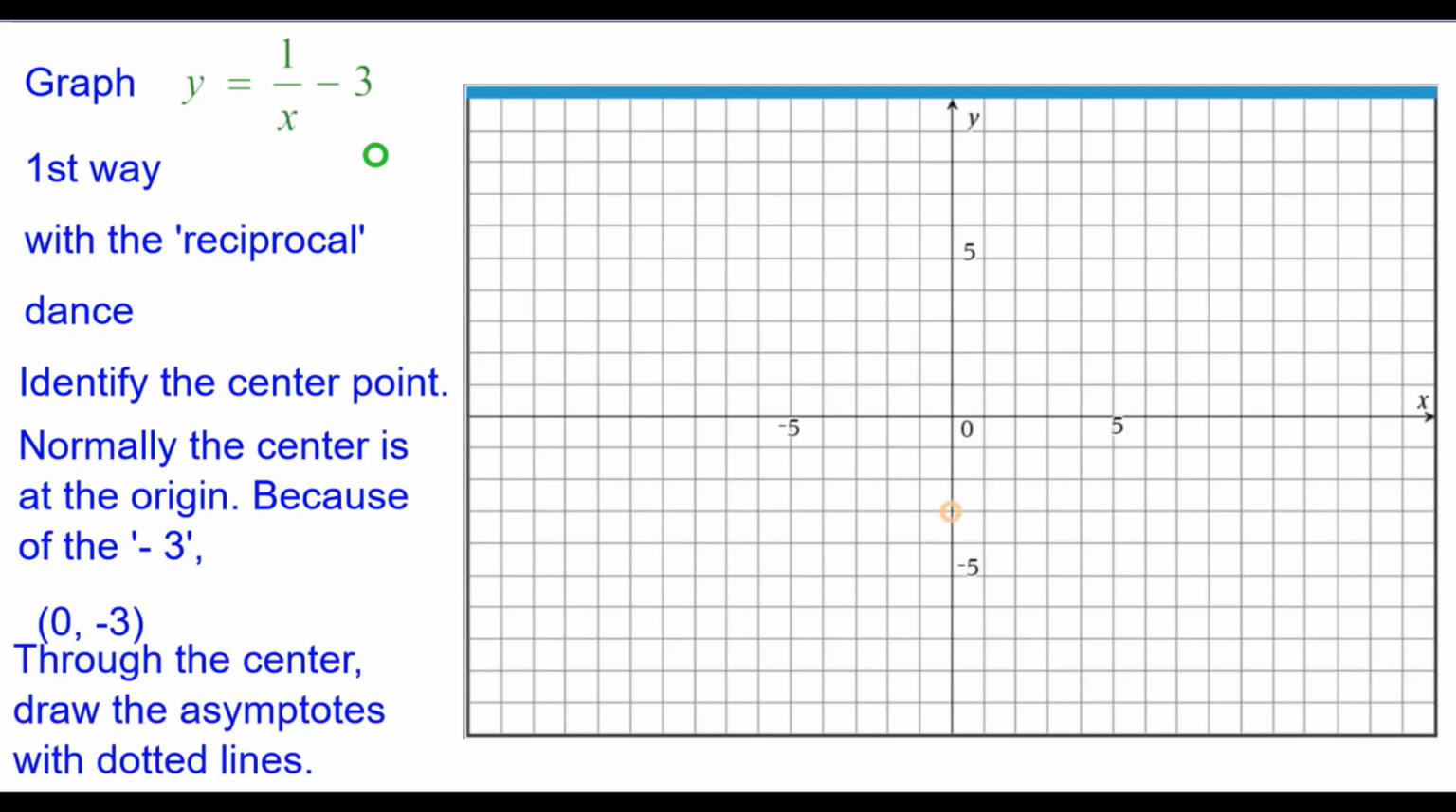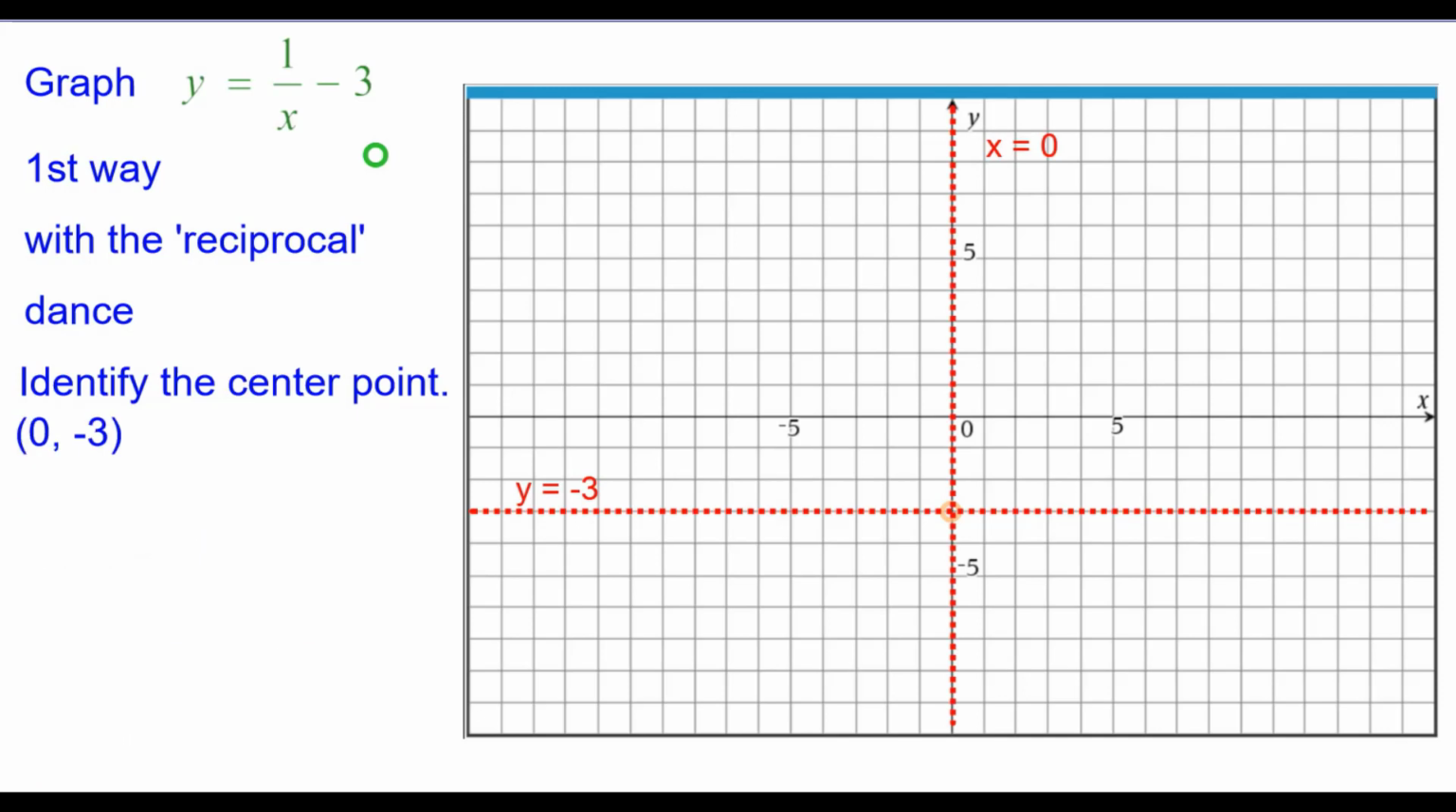And through that center point, we're going to draw the asymptotes with dotted lines. So the first one will be the graph y equals -3, and the vertical will be x equals 0. From the center point, we'll use that as our starting point. We're going to plot 6 key points.